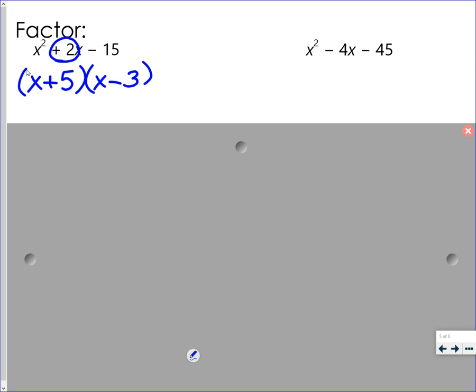Now in this case, I've got more negatives. So when I subtract, I know that I'm going to have to put my bigger number with the negative. Multiplies to be 45. So again, we do have some options here, but this is going to be 9 and 5. 9 times 5 is 45, and 9 minus 5 is 4. And because it's a negative 4 for that middle term, 9 goes here, and 5 goes here.